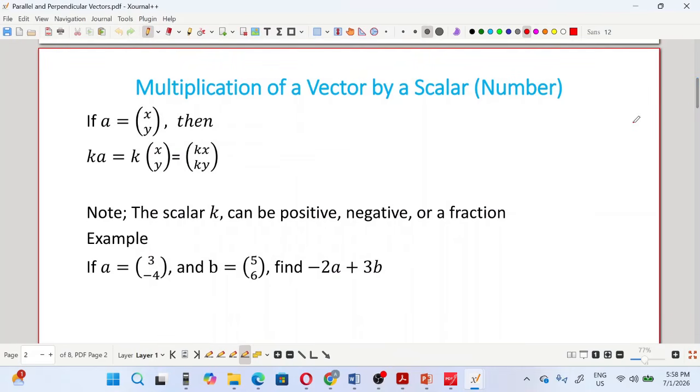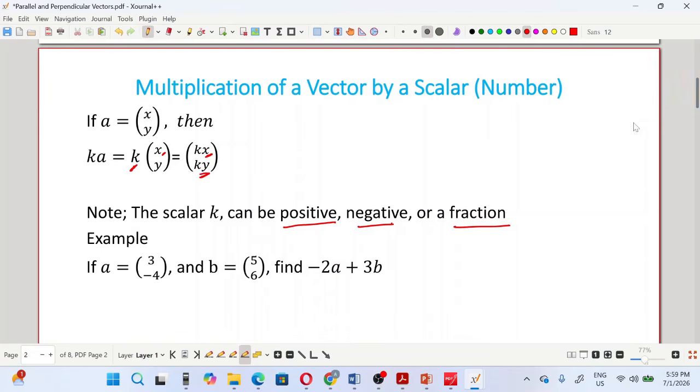For instance, if A is equal to a column vector (x, y), then a scalar K multiplying A will be equal to K multiplying whatever we have as our column vector. So K is going to multiply x, giving us Kx, and then K is going to multiply y to give us Ky. Note, the scalar K can be positive, negative, or a fraction, right? It could be positive, negative, or a fraction.